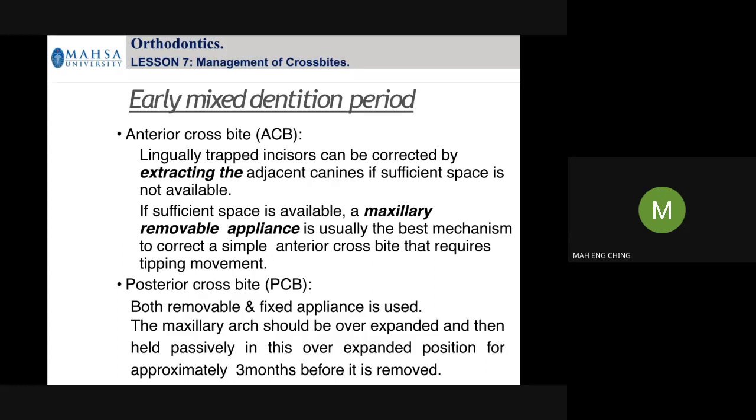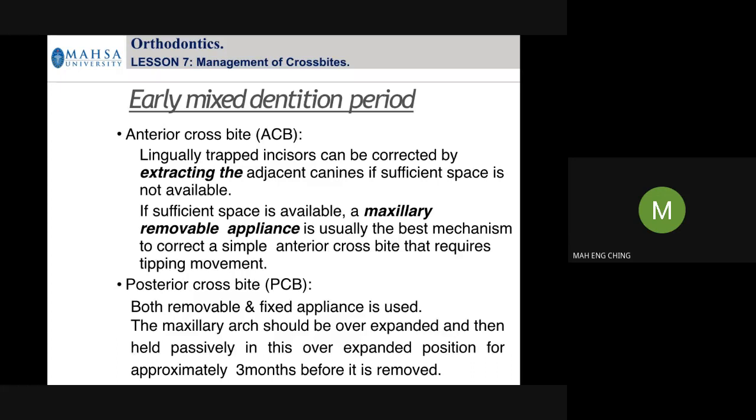For posterior crossbite, you can use a removable or fixed appliance. The maxillary arch should be overexpanded and then held passively in the overexpanded position for approximately 3 months. Even though you correct this posterior crossbite, a lot of the time we have to hold it about 3 months, so you let the bone remodel, which needs about 3 months.